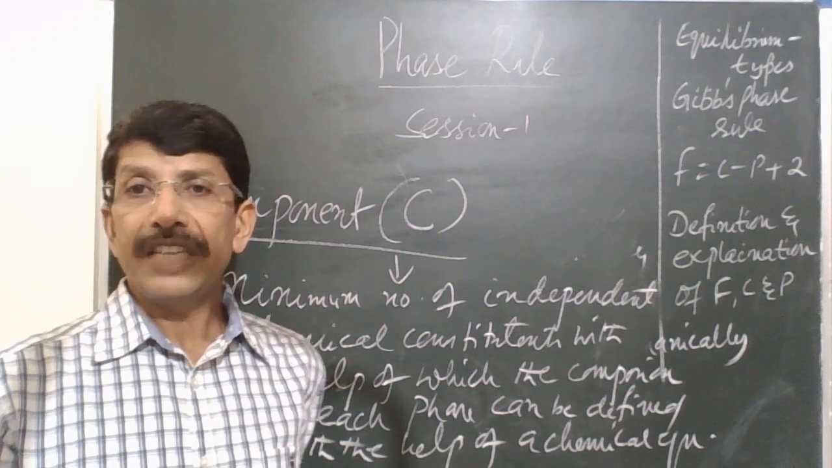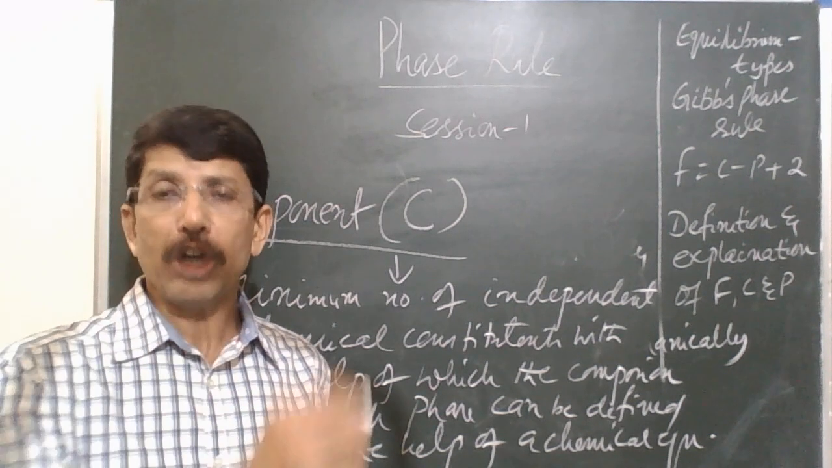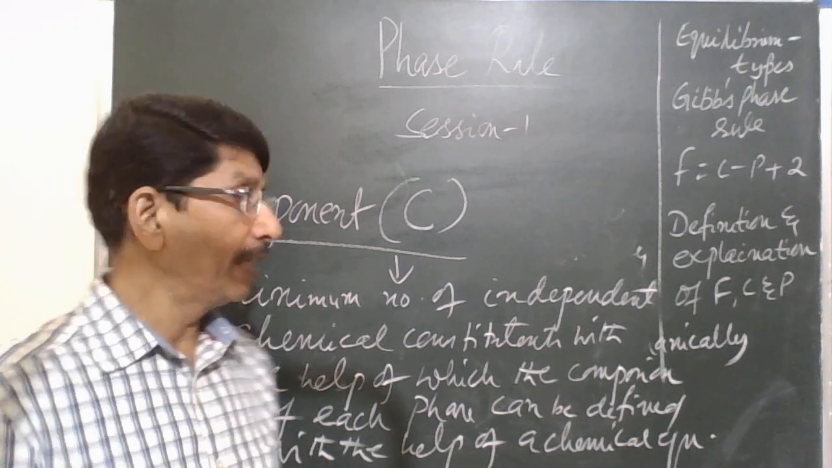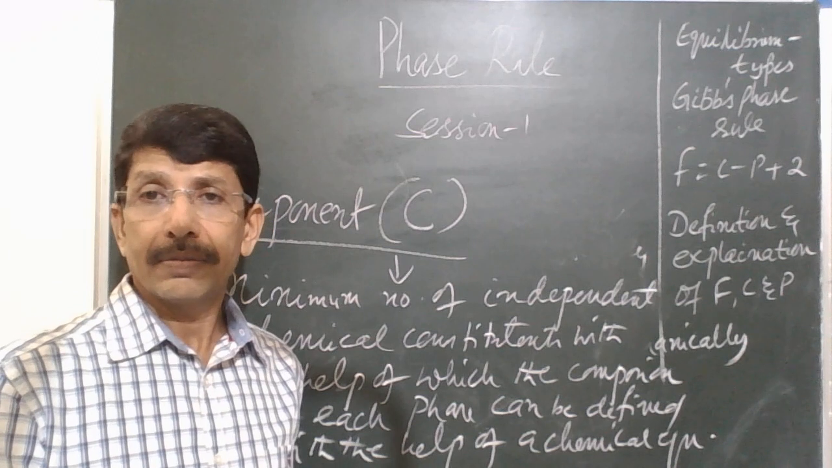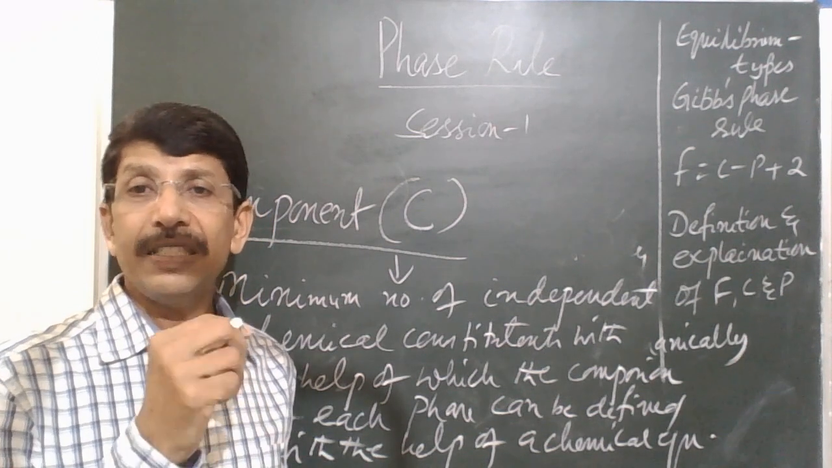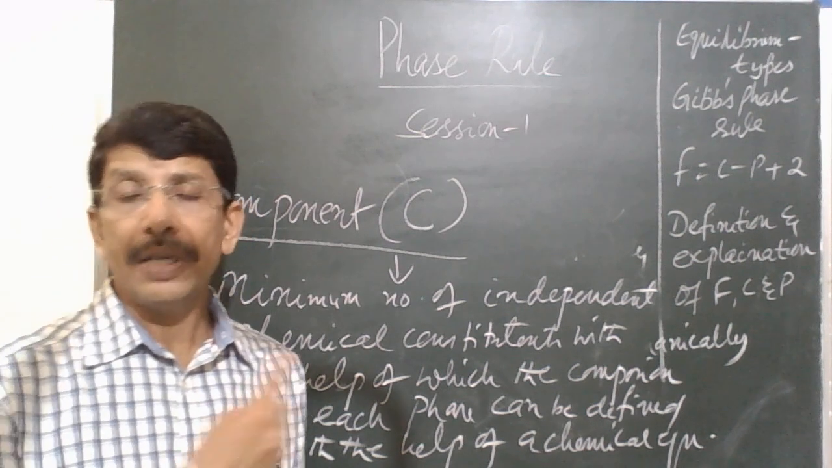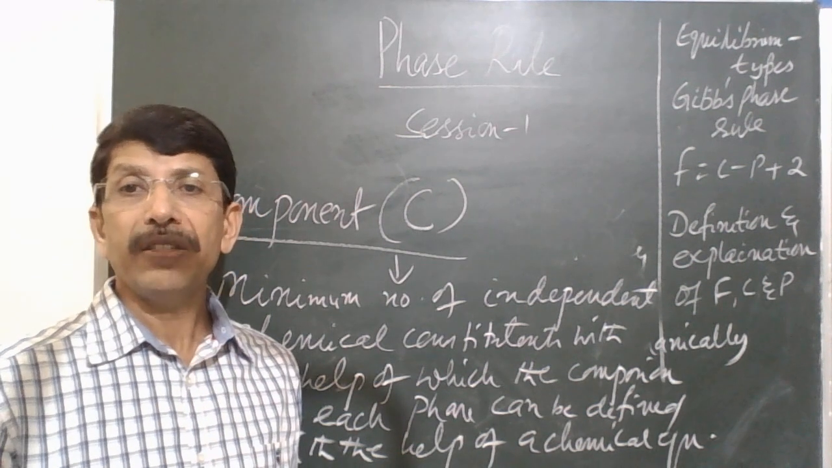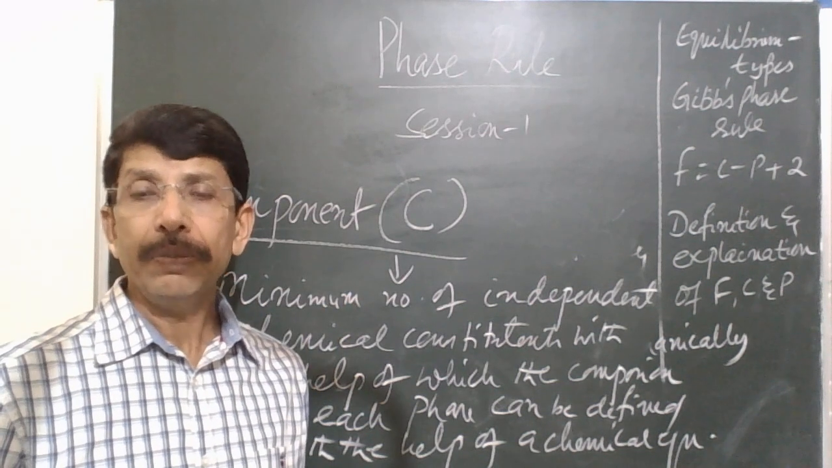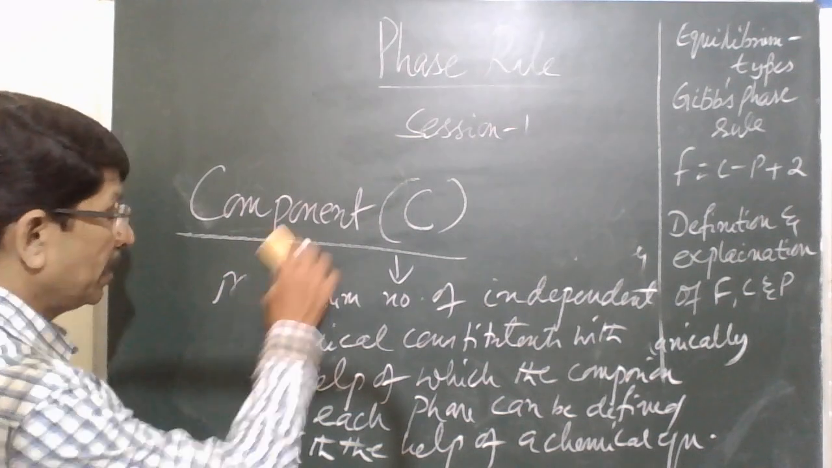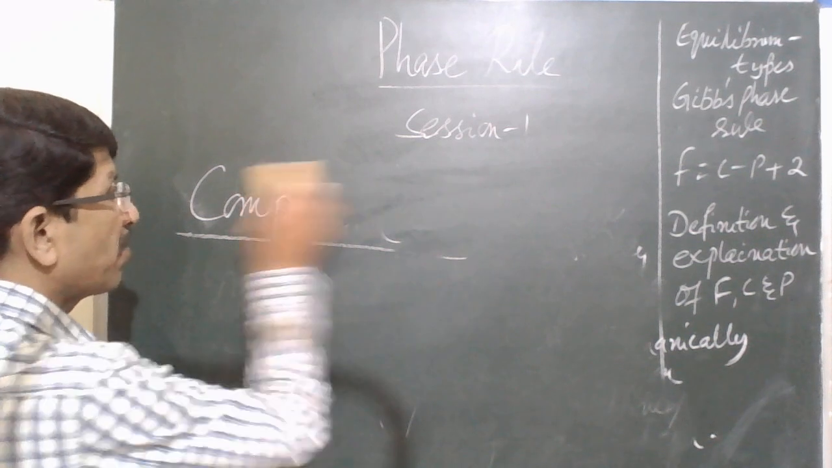So number of components is defined as the least number or minimum number of independent chemical constituents needed to define the composition of each phase in the form of a chemical equation. Okay, so it's the minimum number of chemical constituents required to define the composition of every phase in the equilibrium in the form of a chemical equation. So that is the definition of a component or number of components.